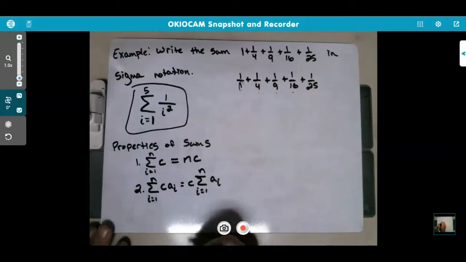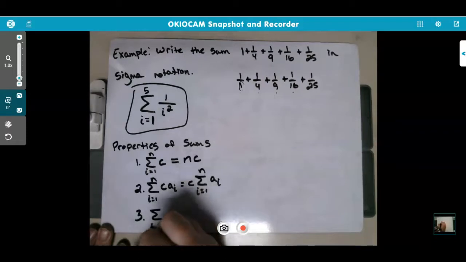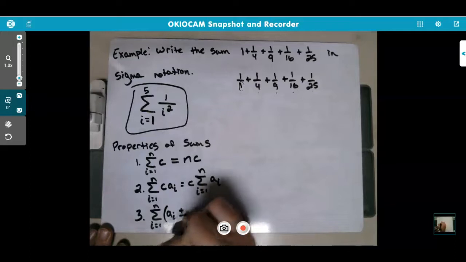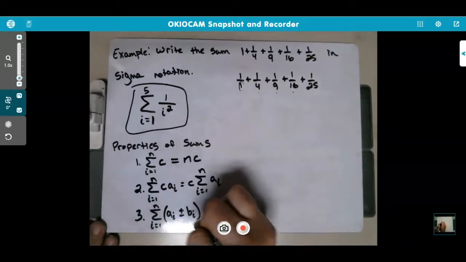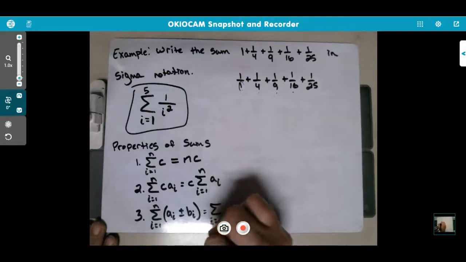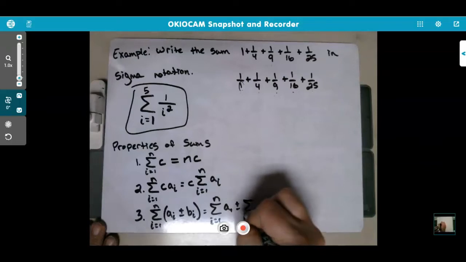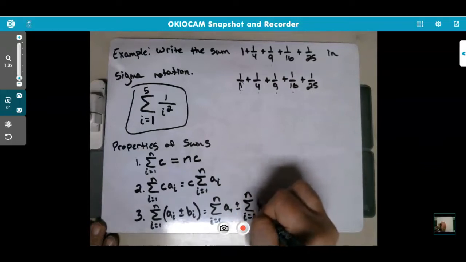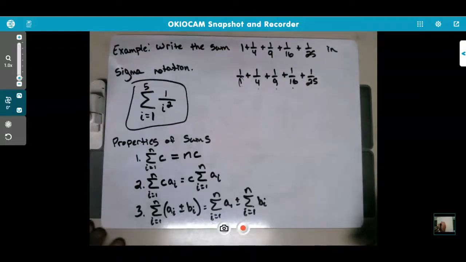Another property that I have is something used a lot, and this is that if you're doing the sum and you are adding or subtracting 2 different terms, what I can actually do is just take the sum of each term and then add or subtract them. So I don't have to look at the whole thing. I can break it up into 2 parts and worry about each part, which is very helpful.